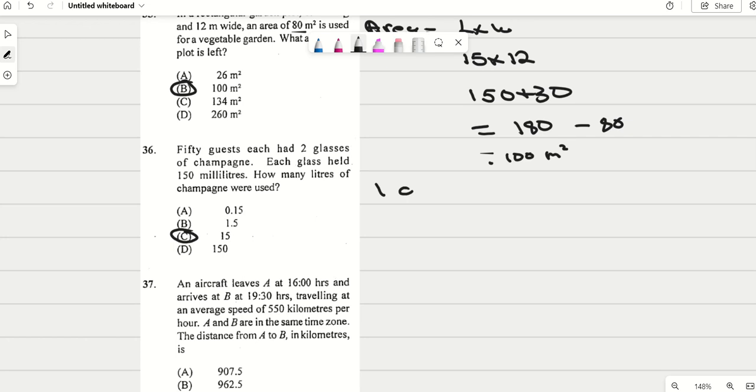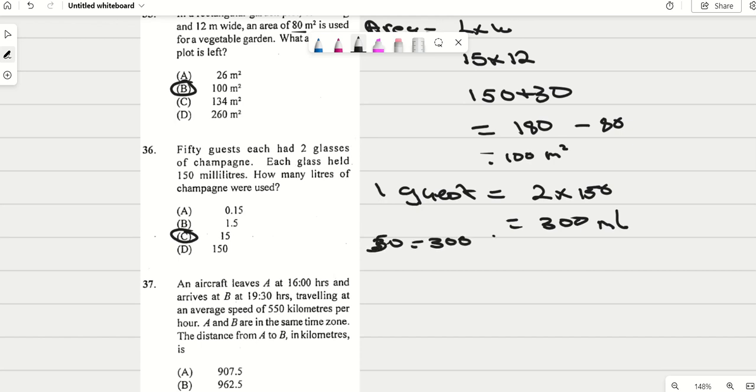So first off, for one guest, we know they had 2 glasses, so that's 2 multiplied by 150, which is equal to 300. So one guest uses 300 milliliters. But we have 50 guests, so it's 300 multiplied by 50. 5 threes are 15, and you add the 3 zeros. So we have 15,000, and this is in milliliters.